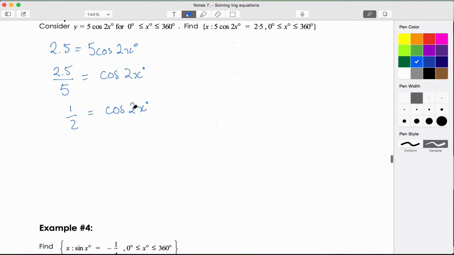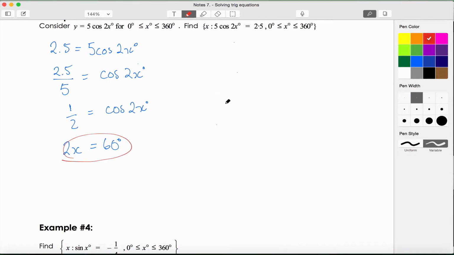Now this 2 in here is a part of the whole cos function, so we can't just divide by 2 to get rid of it. So what we need to do is look up where cos equals 1/2, what the reference angle is, and we need it in degrees this time, and you'll find it is 60 degrees. But instead of saying x equals, we say this whole part of the cos function equals 60 degrees. So 2x equals 60 degrees. This is our reference angle.